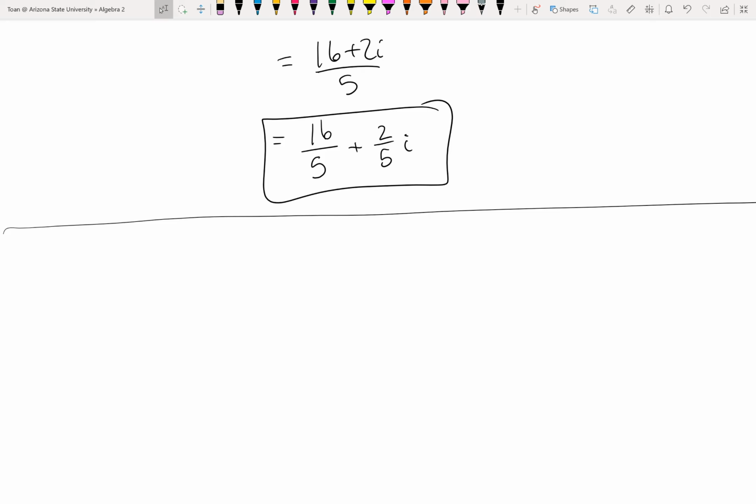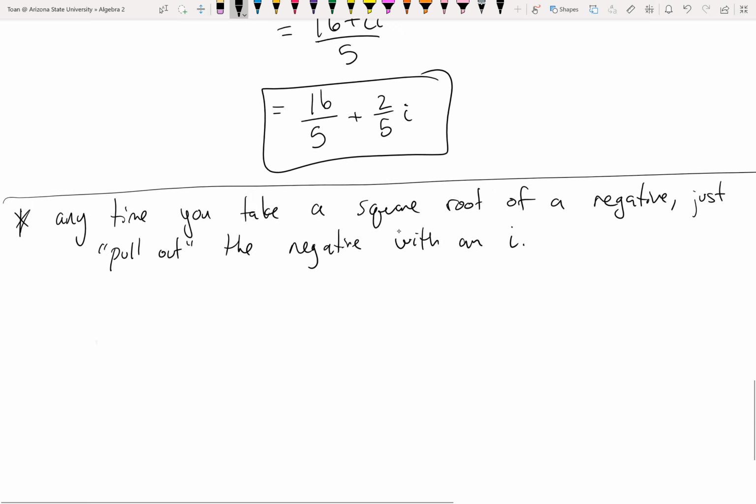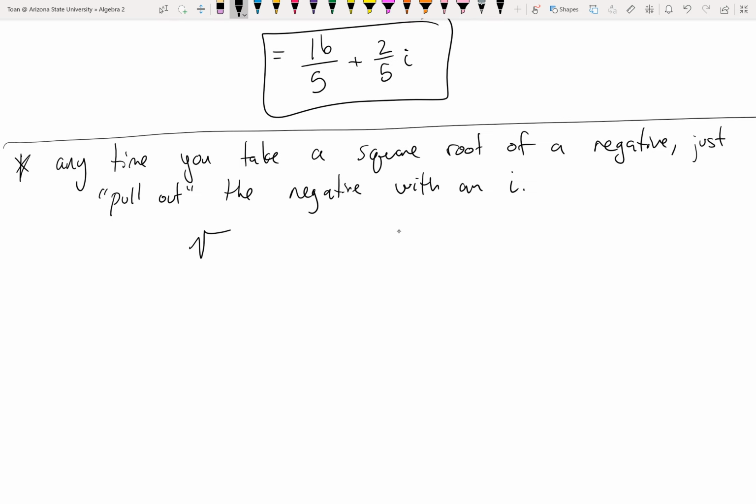In fact, it doesn't change what we did yesterday, which is solving equations. The only extra thing you have to remember now is anytime you take a square root of a negative number, just pull out the negative with an i. That's it, right? Suppose I had to take the square root of a negative, I don't know, 8. Well, anytime you take a square root of a negative number, just pull out that negative with an i. And then the radical becomes a positive, and you can simplify it using the tree like normal.